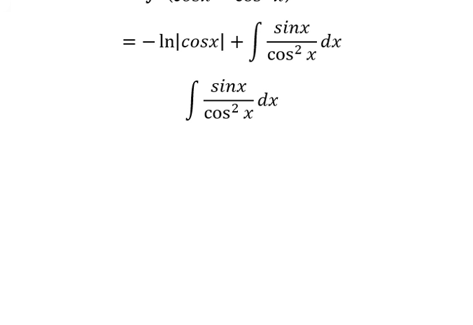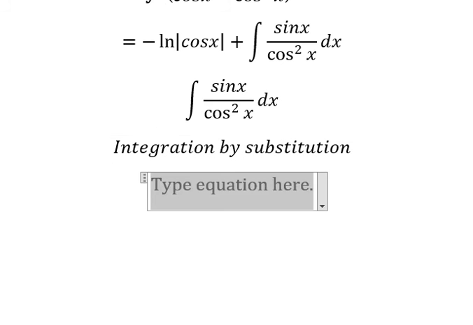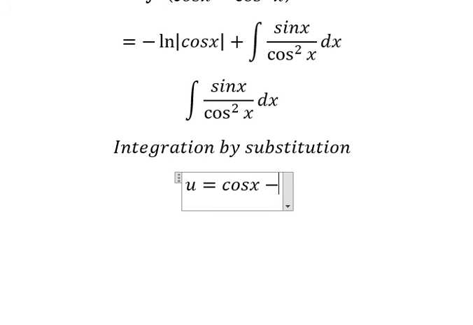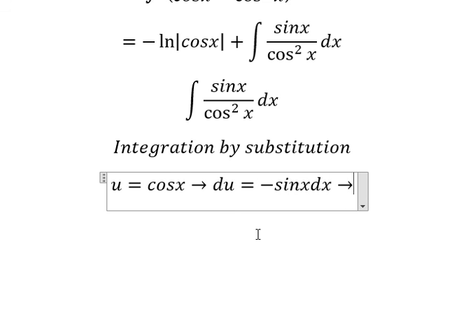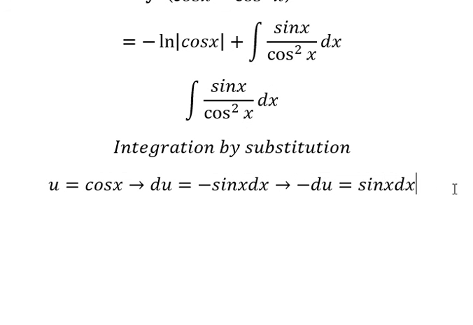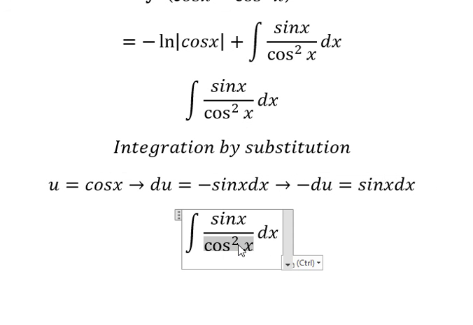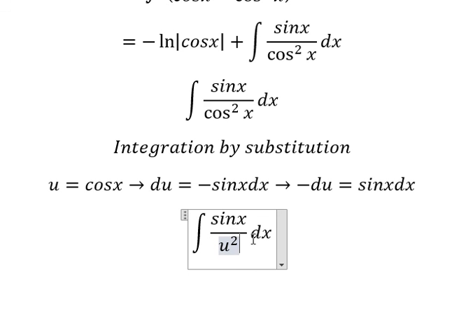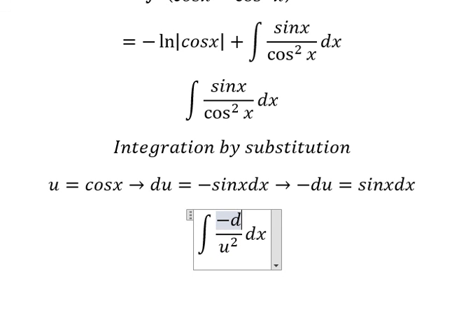So we need to use integration by substitution. So I will put u equals cosine x. Later we take the first derivative of both sides, and you get negative sin x dx. Because we don't have the negative sign here, I will put the negative next to the u. So this one we have u squared sin x dx, we change it to negative du.